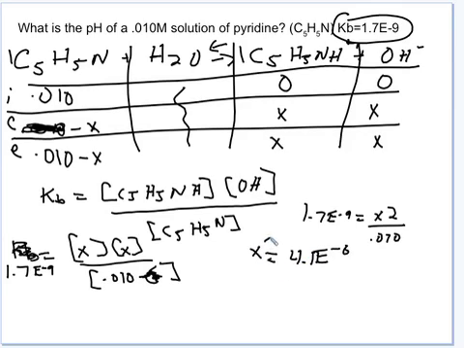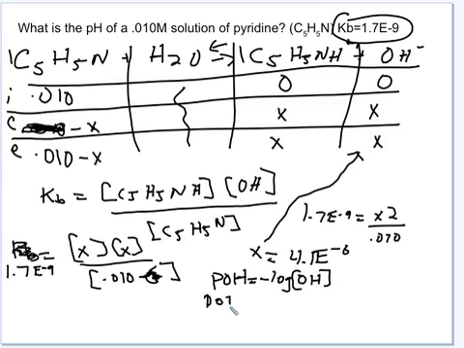Now x, we know, is our hydroxide. If we know our hydroxide, we can use our pH formulas, because the pOH is equal to the negative log of the OH. So all we have to do to find the pOH is substitute in what we found, which was 4.1 e to the minus 6. The negative log of 4.1 e to the minus 6 gives us that our pOH equals 5.38.